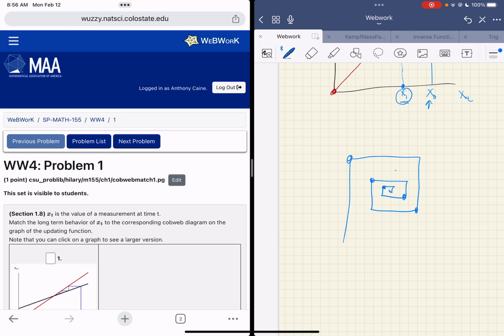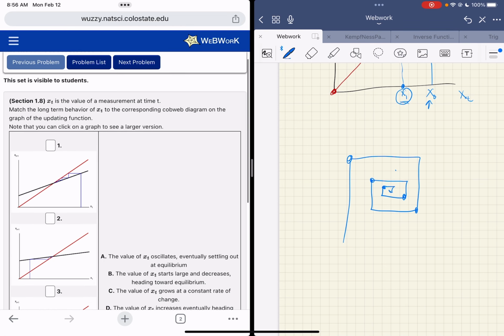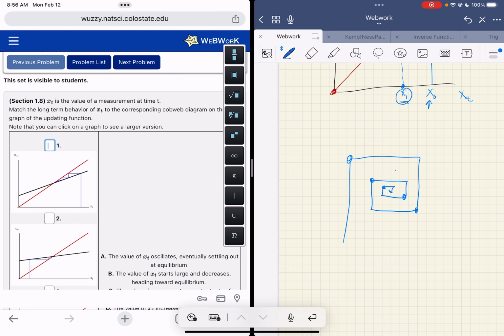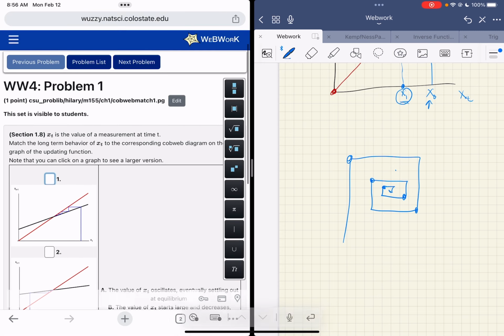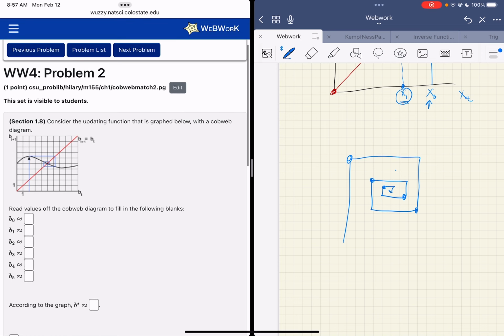So, oops, previous problem. I never hit submit. Oh, and I have to run back through this. Okay, this one was decreasing. You know what? Yeah, whatever. They're right.